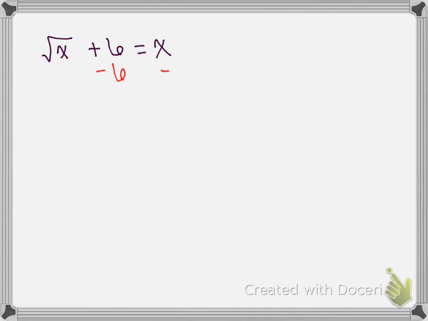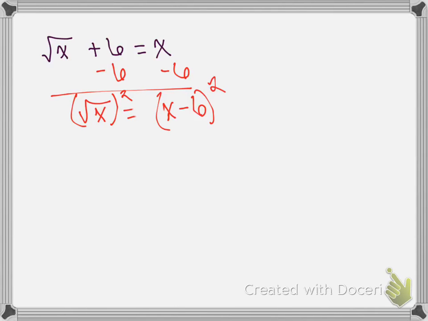So minus 6 minus 6. So I have the square root of x equals x minus 6. What's my next step? Square both sides. Because what I do to one side, I've got to do to the other. So I square both sides. So the square root of x is x. What am I going to do with x minus 6 times x minus 6? FOIL. I'm going to give you 2 minutes, and I want you to take that all the way.